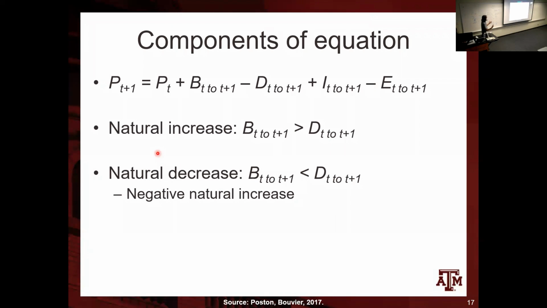That's what we call the population experiencing a natural increase. Natural decrease is when we have fewer births than deaths at a specific time point for a specific population. Natural decrease can also be referred to as negative natural increase. I just think that those two terms are easier to understand.